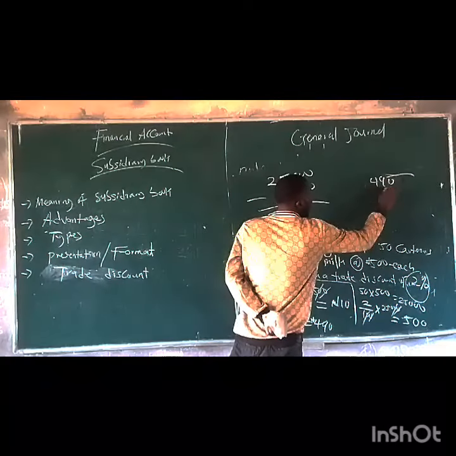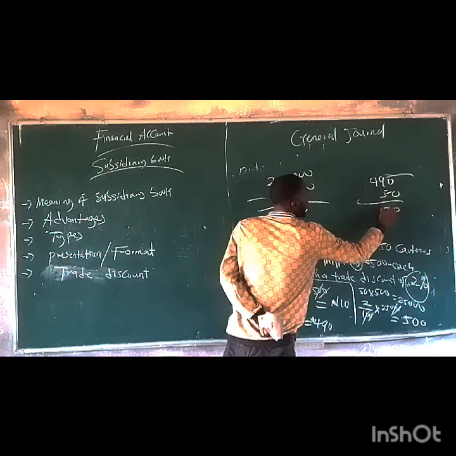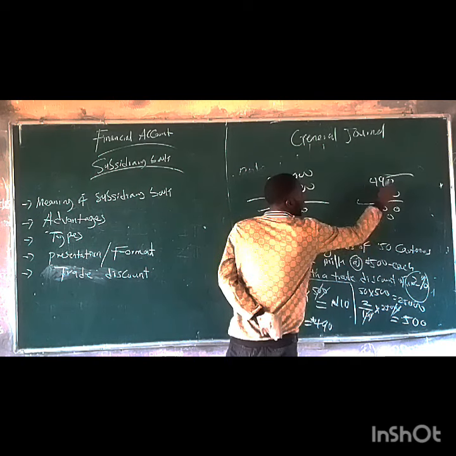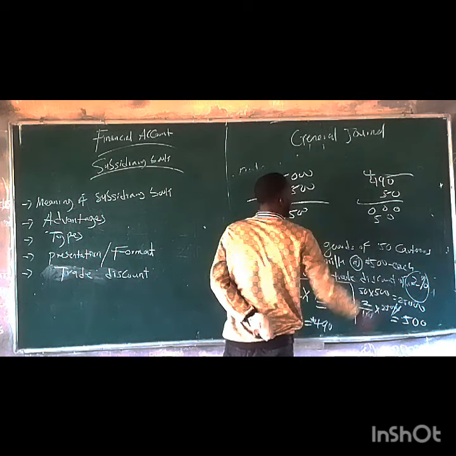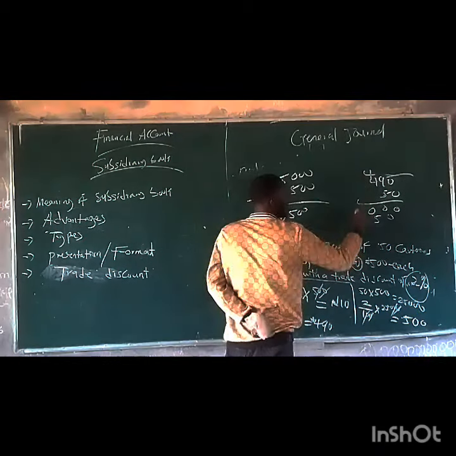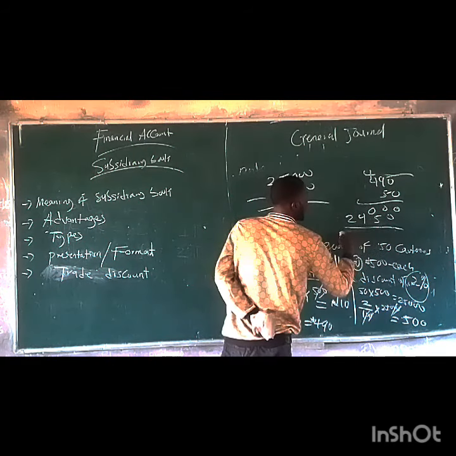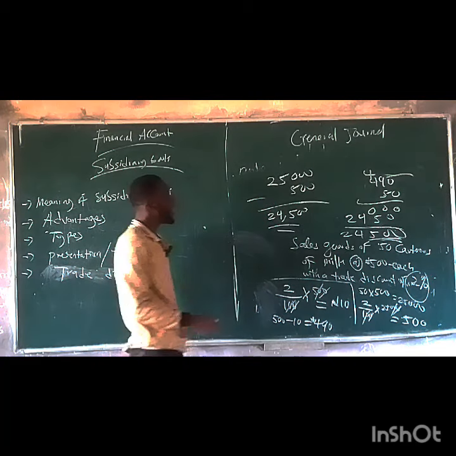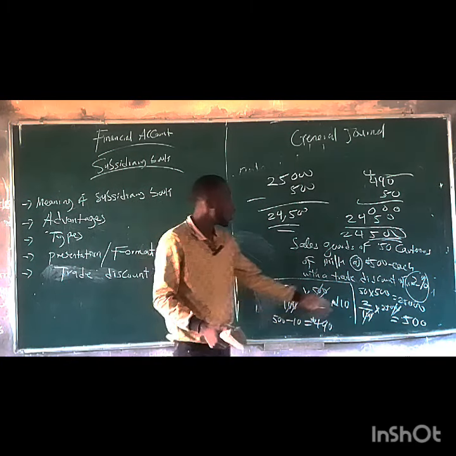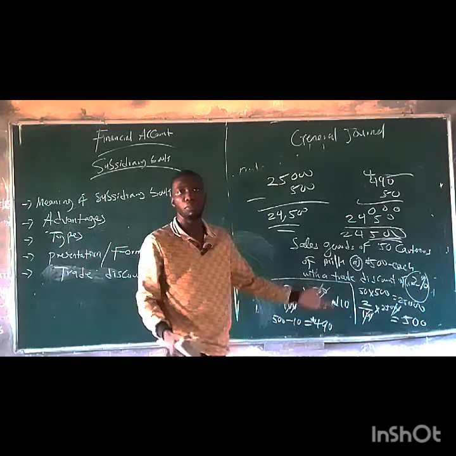Let's confirm. Here we are going to have 5 times 4, 20. Then 20 times 4, 24. So 2450, yeah, so 24,500. Either you use this or you use this, you still get the same thing.